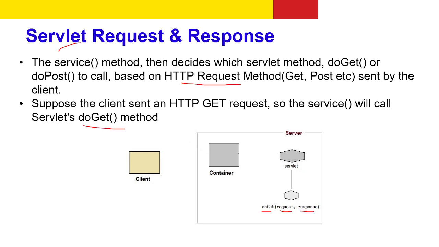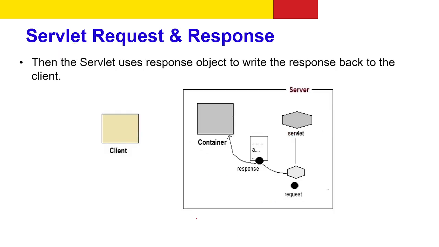So the web container creates the request and response objects. Now they are passed as arguments to the service method. The service method then invokes doGet or doPost, based on what the client has made, and the request and response are passed as arguments. Then the servlet uses the response object to write the response back to the client.